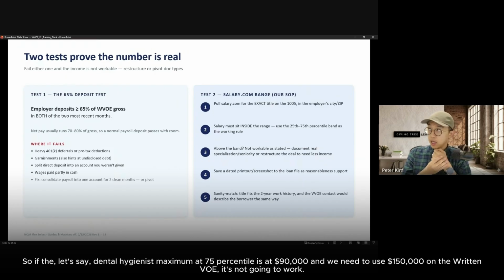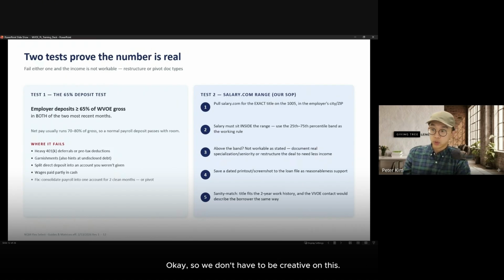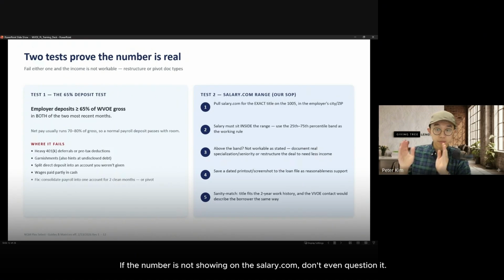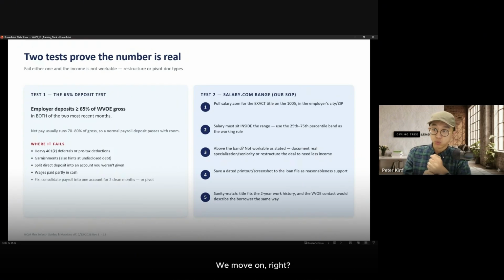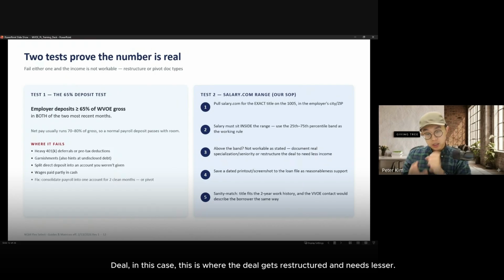Above that band, income is not workable and not countable. So if, let's say, for a dental hygienist the maximum at the 75th percentile is $90,000, and we need to use $150,000 on the written VOE, it's not going to work. Okay, so we don't have to be creative on this. If the number is not showing on salary.com, don't even question it. Don't even stretch it. We move on, right? In this case, this is where the deal gets restructured and needs a lesser amount.